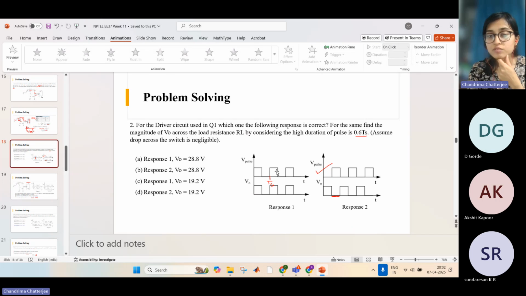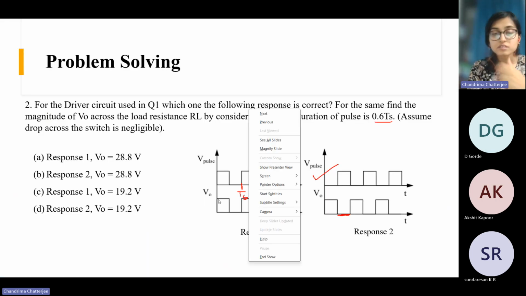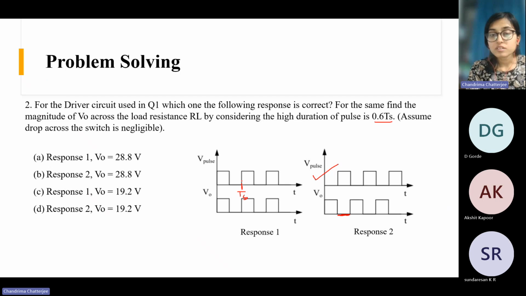This is the time duration when this pulse is high. This is the total time period, TS. So the time when this pulse is high is specified as 0.6 TS. So for 60% of the total time period the pulse is high, and for the rest of the 40%, the pulse is low. This is 0.6 TS.